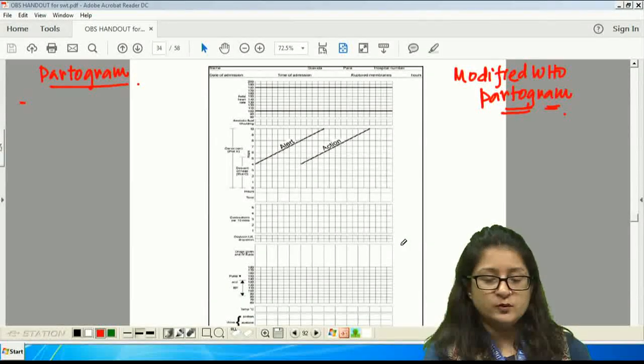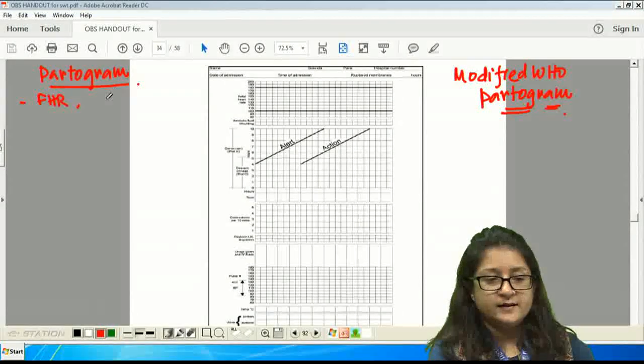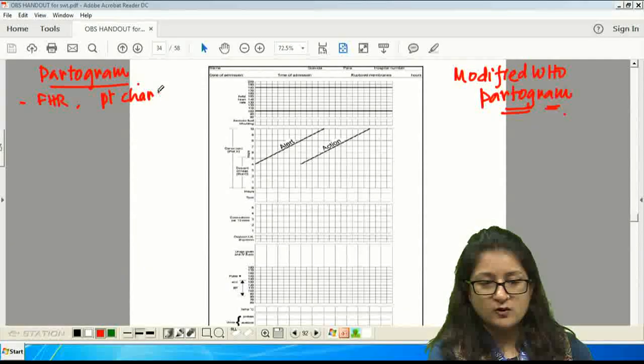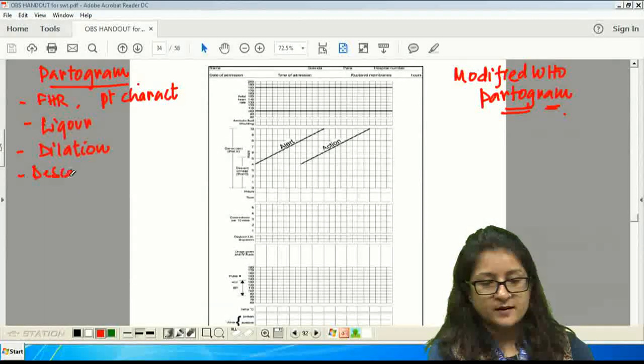And in this modified WHO partogram, we can measure the fetal heart rate and the patient characteristics. They are also mentioned here, the gravida and para. The liquor is also mentioned. We trace the dilatation, we trace the descent, right?